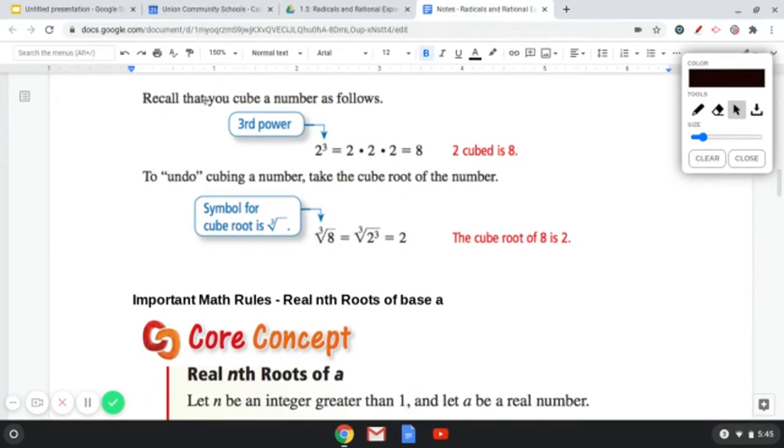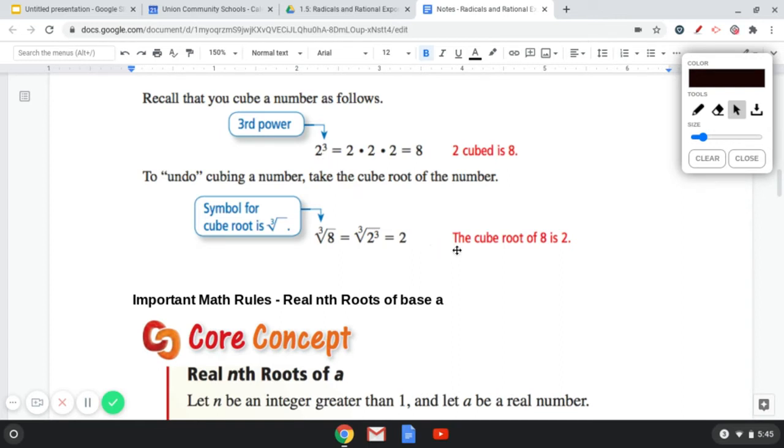Okay, now recall that you cube a number as follows. 2 to the third power equals 2 times 2 times 2, which equals 8. So we say 2 cubed is 8. Remember that exponents are just repeated multiplication, unless the exponent is negative, and then it's repeated division. All right, now to undo cubing a number, we take the cube root of the number. So the cube root of 8 means the cube root of something cubed, in that case is 2, so this is 2. The cube root of 8 is 2. It's undoing this exponent here.